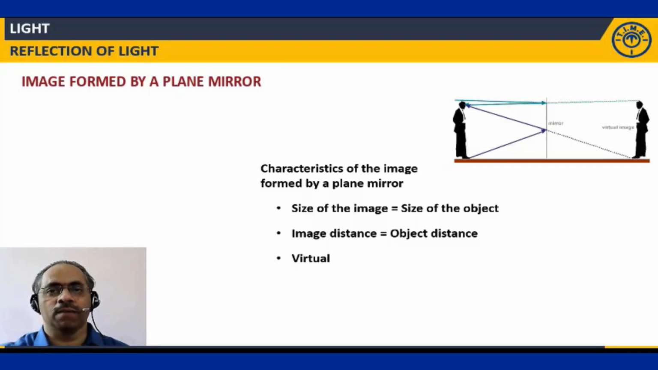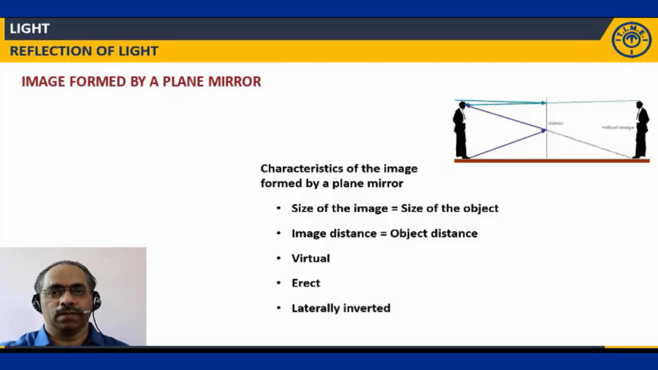Virtual image is the image which cannot be caught on a screen. So if you are looking into a plane mirror, you will be able to see your image, but that image cannot be caught on a screen. So you are able to get only the virtual image over there. And you can see the erect image. When I say erect image, the image is erect with respect to the object. Clear? So these are all the properties.